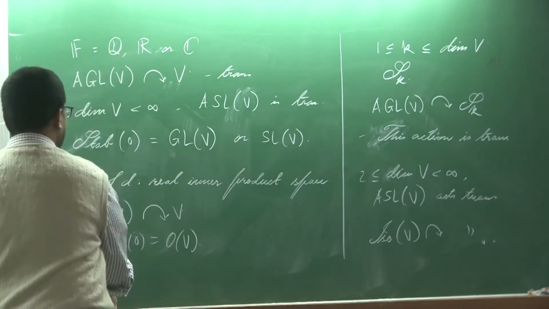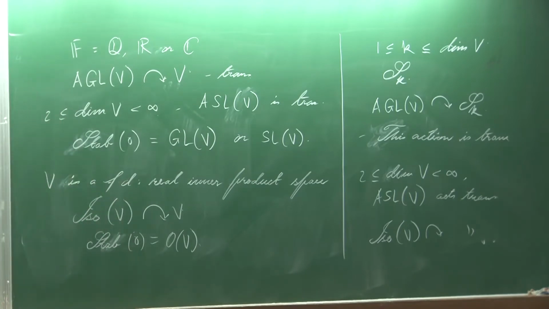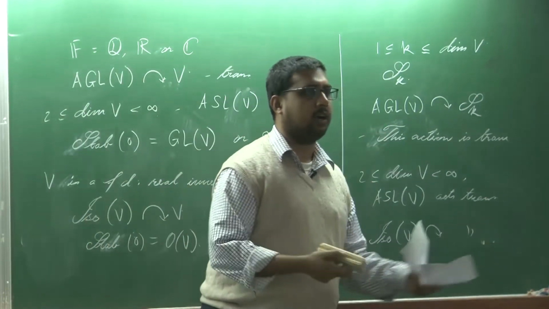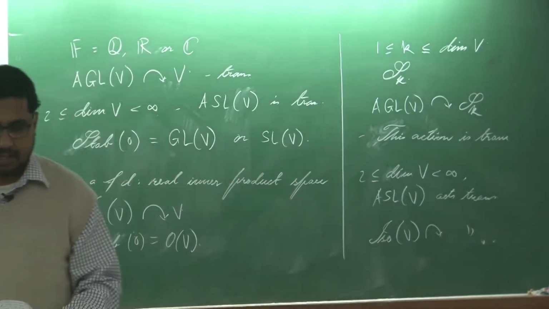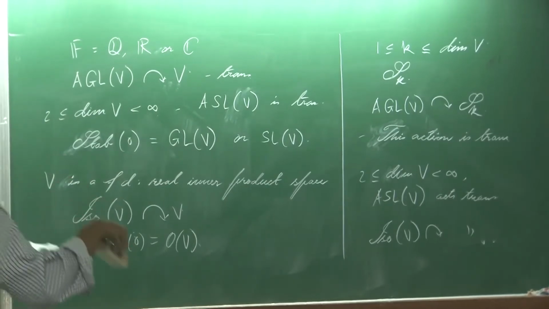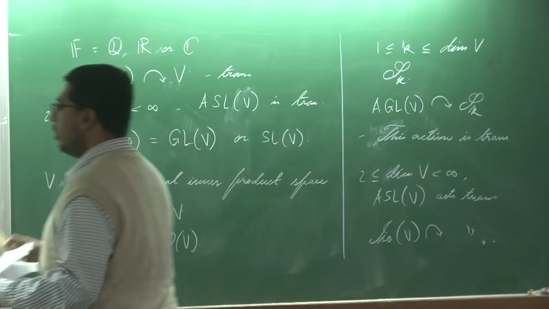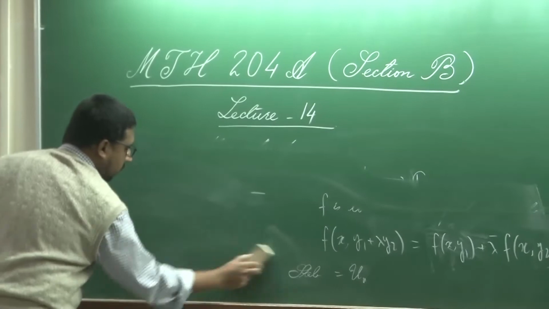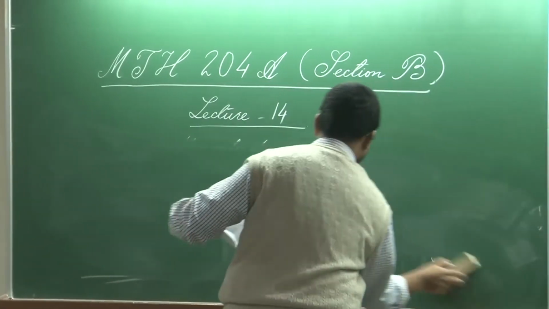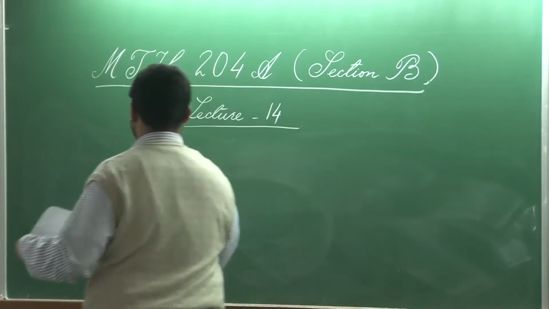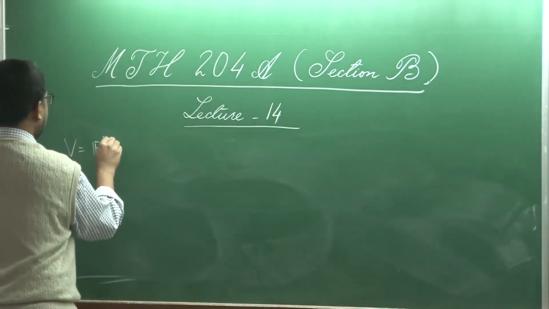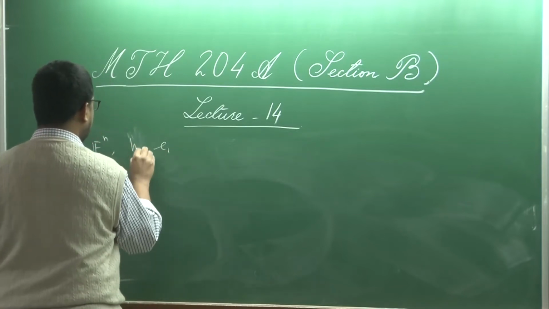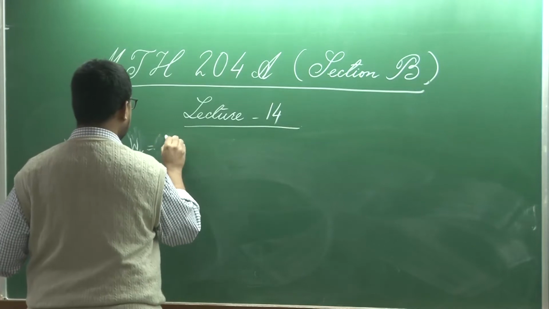Since it is transitive, in order to talk about the stabilizer, it is enough to talk about the stabilizer of one subspace. To have a concrete visualization, in order to see things concretely, we can simply take V to be F^n. Let's take V to be F^n. Then consider this subspace W_k to be the span of e1, e2, ..., ek.